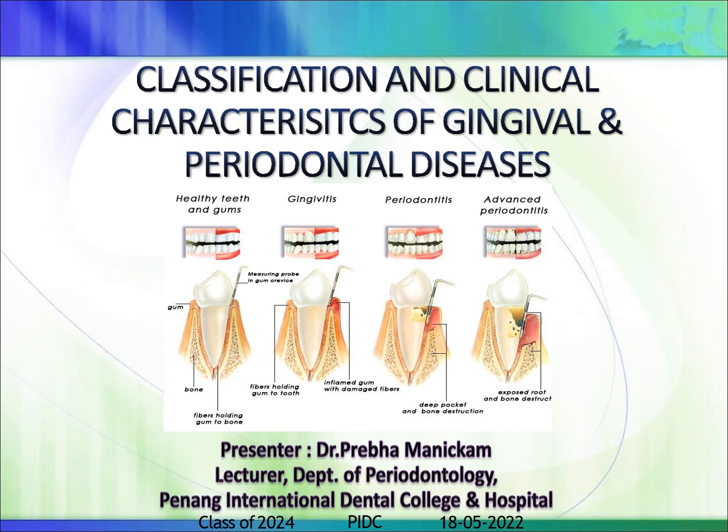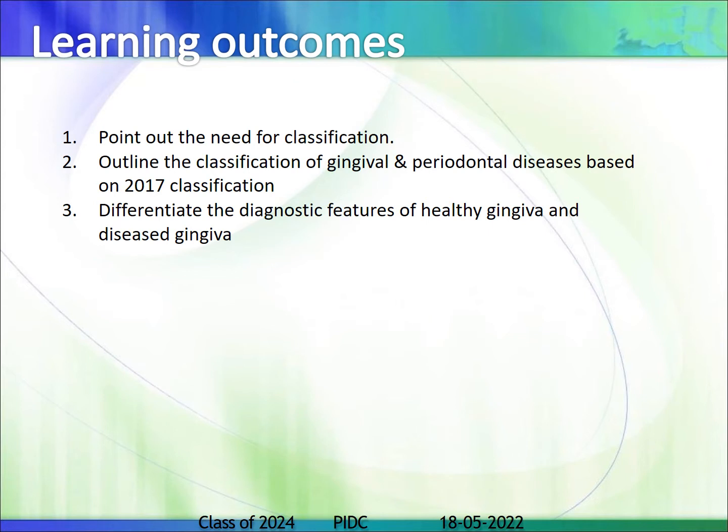Very good evening. Today we'll be having a class on classification and clinical characteristics of gingival and periodontal diseases. So coming on to the learning outcomes, from this class we would like you to point out the need for classification, outline the classification of gingival and periodontal diseases based on 2017 classification, and differentiate the diagnostic features of healthy gingiva and diseased gingiva.